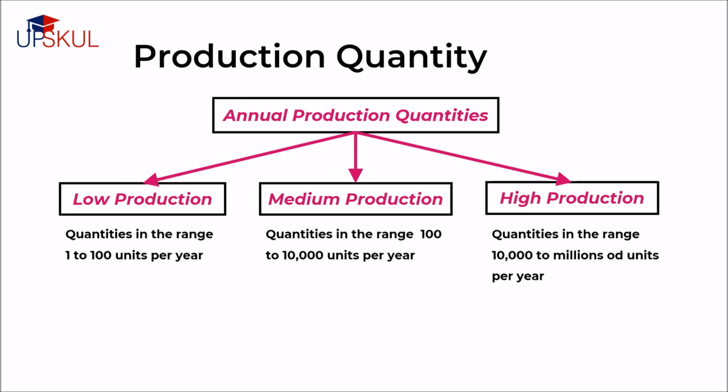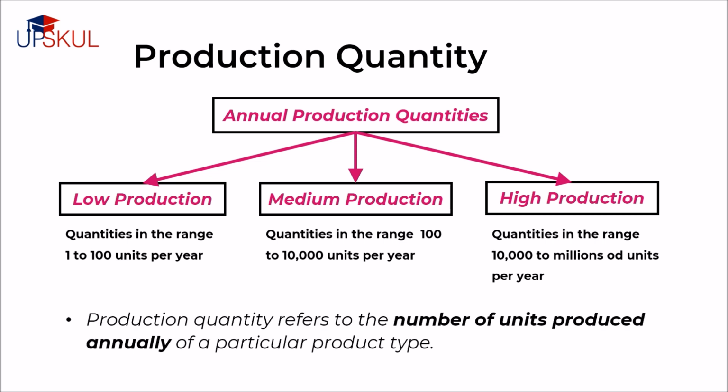Also, production quantity refers to the number of units produced annually for a particular product type. Some plants produce a variety of different product types, each type being small or medium in quantities. Other plants specialize in high production of only one product type.